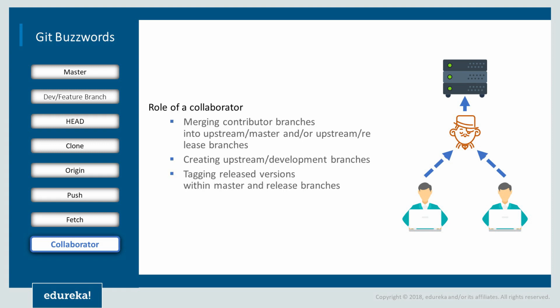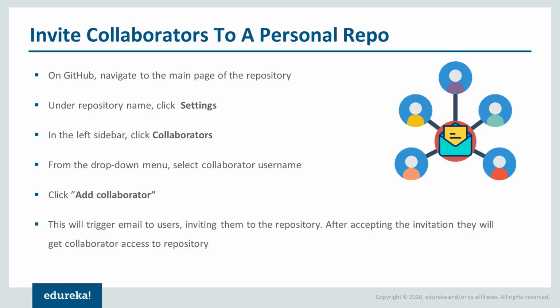So the role of the collaborator is merging contributor branches into the upstream master or upstream release. So the collaborator is the one who is adding members to the team and merging the branches. Then he's creating the development branches. For example, I have a dev branch and some bug fixing is going on in parallel. Then the collaborator will actually create a new branch which will be called the bug fix. It will also tag the release version within master and the release branches.